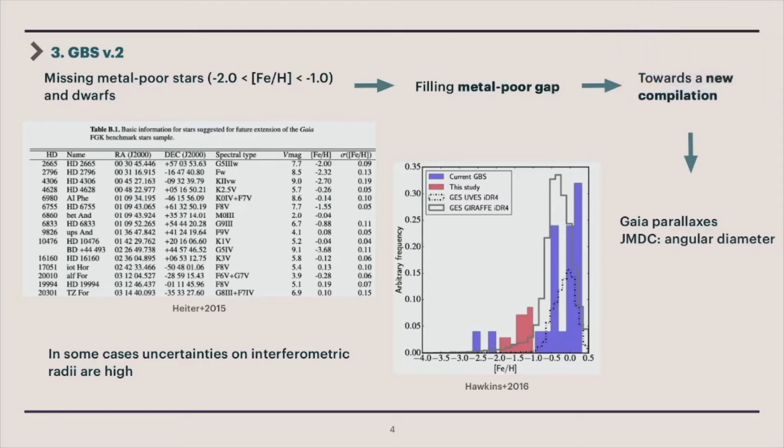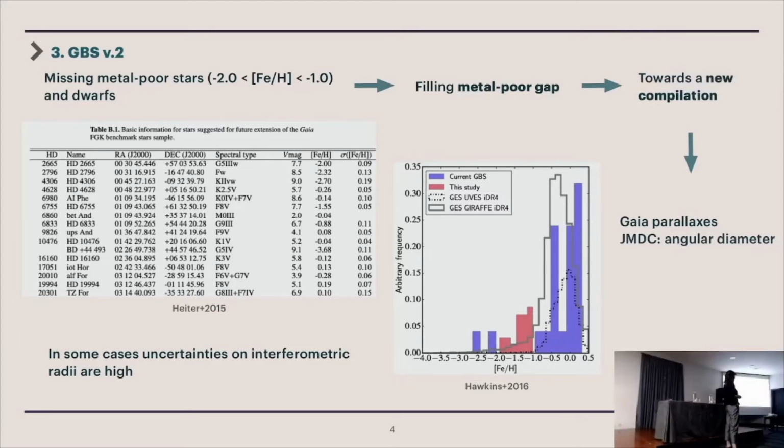Indeed, it was found that the dataset was lacking stars with metallicities below -1, so the metal-poor stars that we saw in the previous talk, and how important they are. The sample was also lacking some main sequence stars and dwarfs. Therefore, a new compilation was built, and the parallaxes were then derived from the Gaia mission.